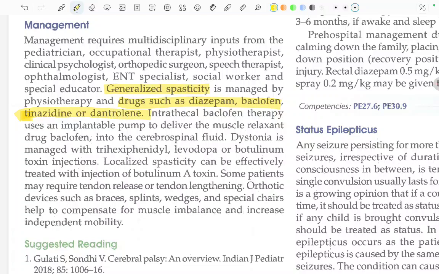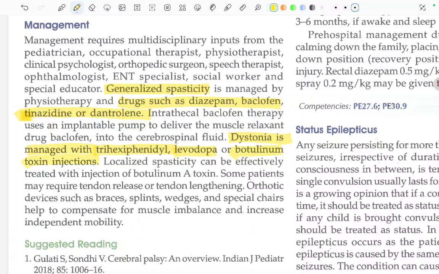Intrathecal baclofen therapy uses an implantable pump to deliver the muscle relaxant drug baclofen into the cerebrospinal fluid. Dystonia is managed with trihexyphenidyl, levodopa, or botulinum toxin injections. Localized spasticity can be effectively treated with the injection of botulinum A toxin.